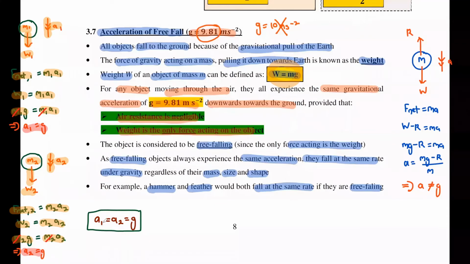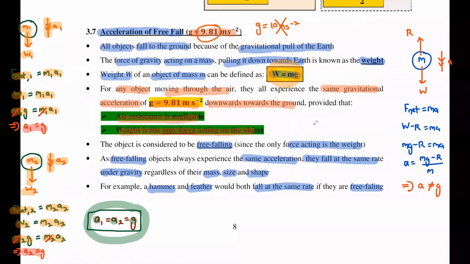At the end of it, we see that a1 is equal to a2 is equal to g. Both of the falling objects have the same acceleration of g, even though they have different masses and weights. This is only possible in the first place if the only force acting on them is just the weight. What if, in addition to the weight, there are some other forces acting on a falling object? Would its acceleration still be equal to g?